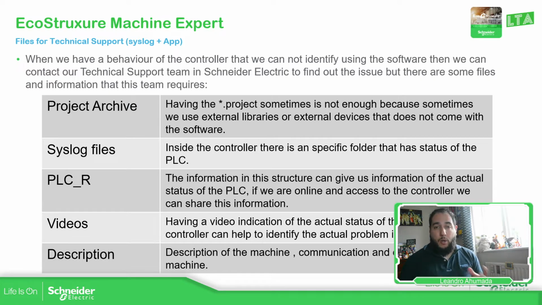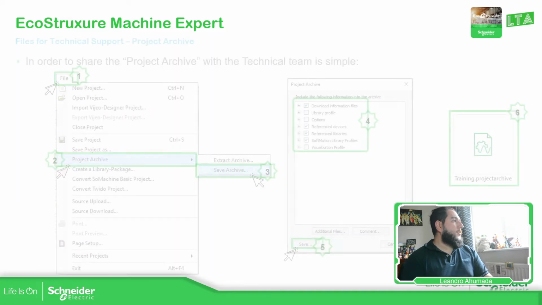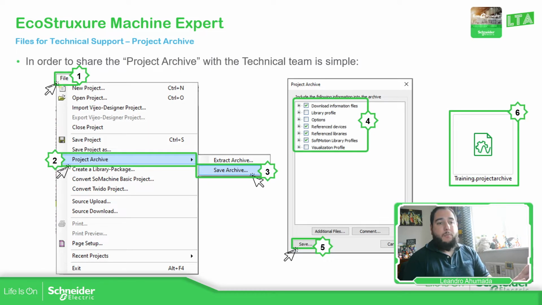In front of the PLC you have some LEDs, and depending on the flashing sequence and the indication, if it's green, red, or whatever, it gives us information about the actual status. And finally, a description of the machine, the actual status and what's going on, and the communication architecture, can also help us understand the environment and what you're trying to do in order to figure it out, and also give another kind of workaround if there is an issue. So let's start with the simple part, which is the project archive.